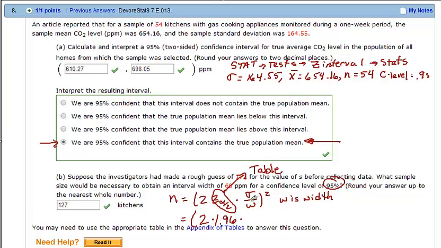The standard deviation, they told me, although I've written over the top of it, is 172, and they want the width on this thing to be a 60 parts per million quantity squared. Now what you'll get if you crunch all these numbers is 126.27. Of course I can't have that many samples, so you always round up so that you can have the appropriate number of samples, and this would equal 127 kitchens.